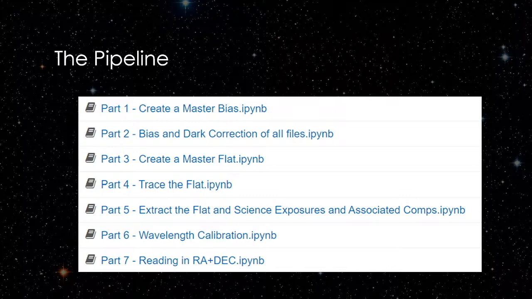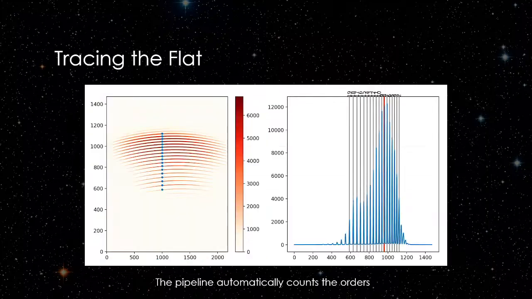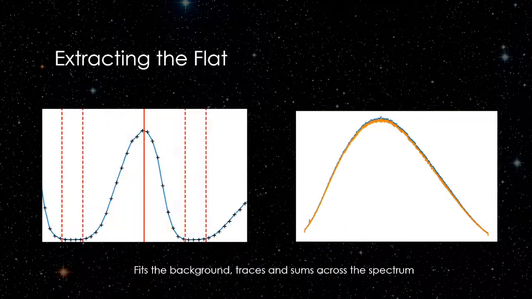Moving on, part 4 is actually tracing the flat. So we have a thorium-argon spectra, or an Echelle spectra, and what this part does is essentially count the orders and the magnitudes, and as you can see on the right, it counts from 2 to 19. For extracting the flat, it'll just fit the background, trace, and sum across the spectrum.